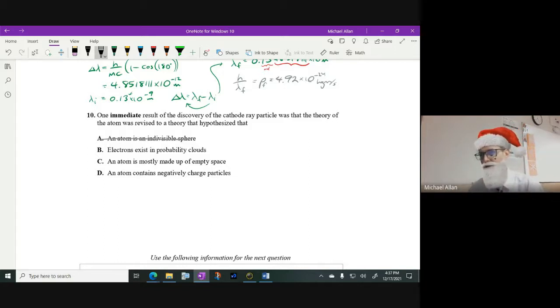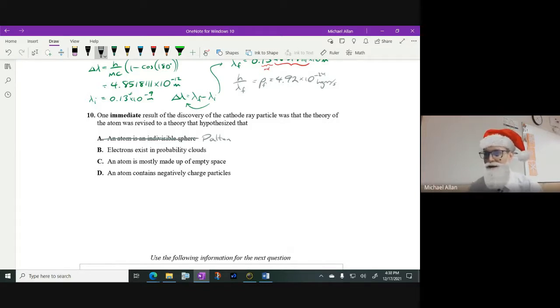That was Dalton. The cathode ray wasn't around at that point. Maybe it was, but they weren't doing experiments. So it's not going to be that, right? Dalton thought it was indivisible. It couldn't describe this cathode ray, these negative particles coming out of it. That was going to be J.J. Thomson.